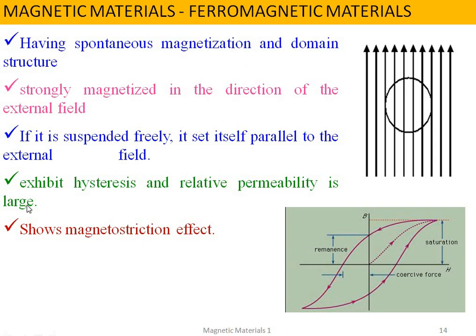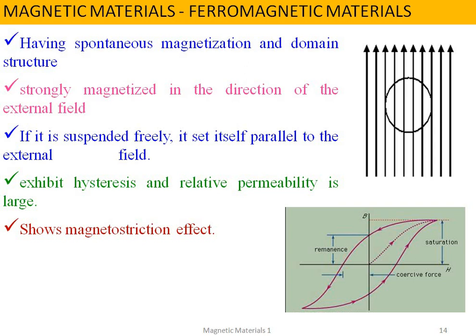But the other important point in ferromagnetic materials is that they exhibit hysteresis, and relative permeability is very large. What is hysteresis? Hysteresis is a lag behind the magnetization. Generally, when you plot a graph of B versus H, B is directly proportional to H, so it should be a straight line. But for ferromagnetic materials, it is not a straight line. We get a hysteresis curve. The reason once again behind it is the presence of magnetic domains. What is a magnetic domain?